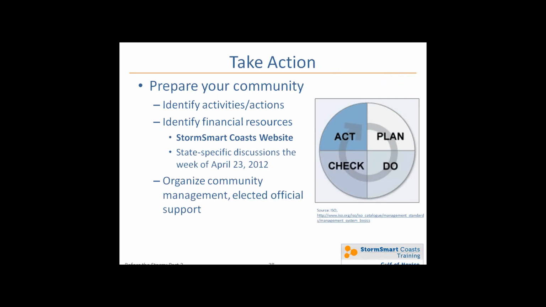As your community's understanding of local flood and erosion risks improves, so does your chance of successfully addressing your risks. Detailed information on areas prone to storm damage will allow better planning for development and emergencies and public education. In the short term, be sure to identify preventative activities and actions that can be taken. To compile a list of financial resources that your community is eligible for, see the StormSmart Coast website or attend the state-specific training course the week of April 23, 2012. You can also organize community management and elected official support. In the medium term, check to see if these efforts are effective and make adjustments as needed.